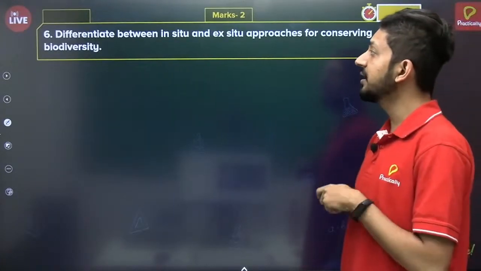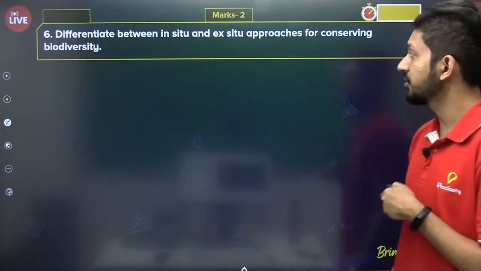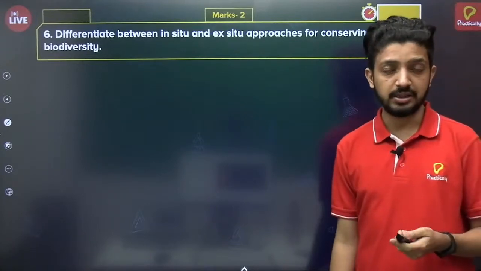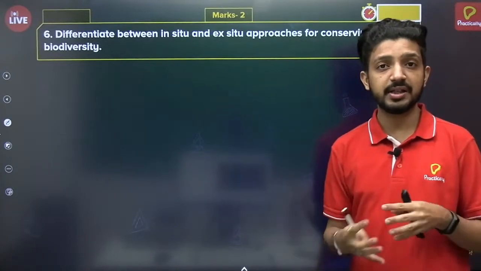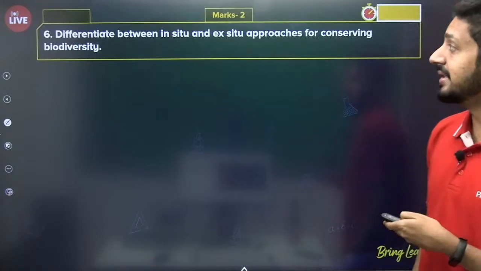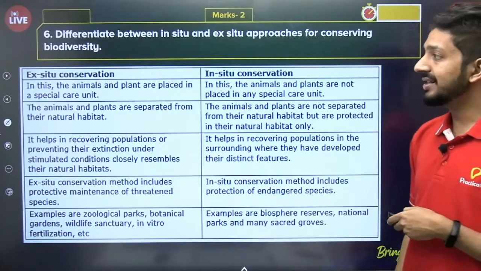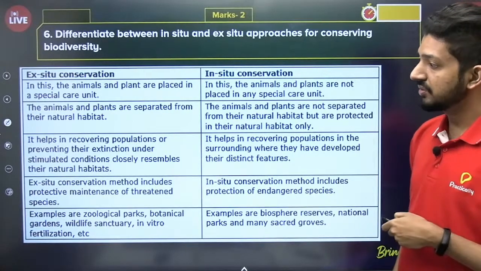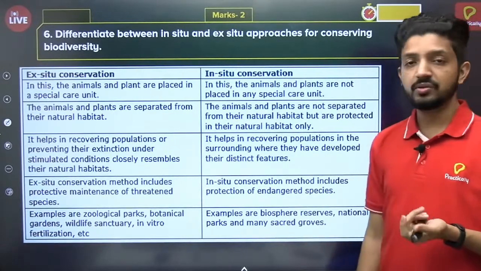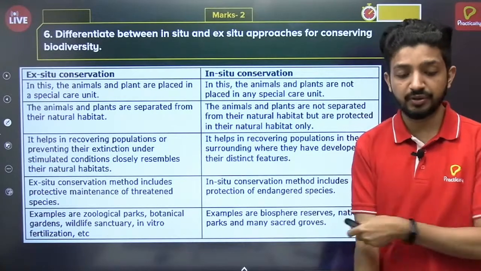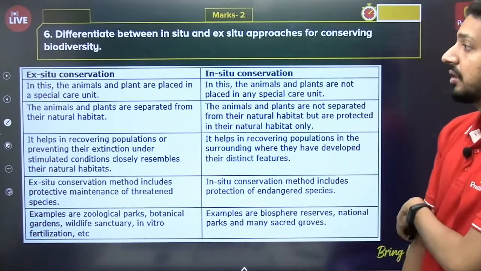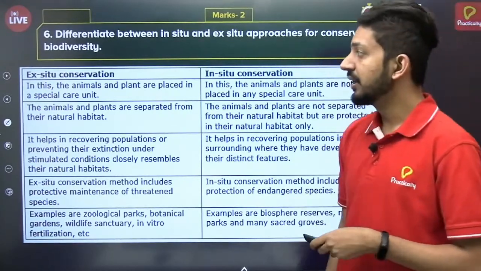Differentiate between in situ and ex situ approaches for conserving biodiversity. So this is a chapter from biodiversity and its conservation. Let's see the difference between in situ and ex situ approaches. Here is a table which gives the difference. You can mention any two important points from this to differentiate between them. So let's see first ex situ.